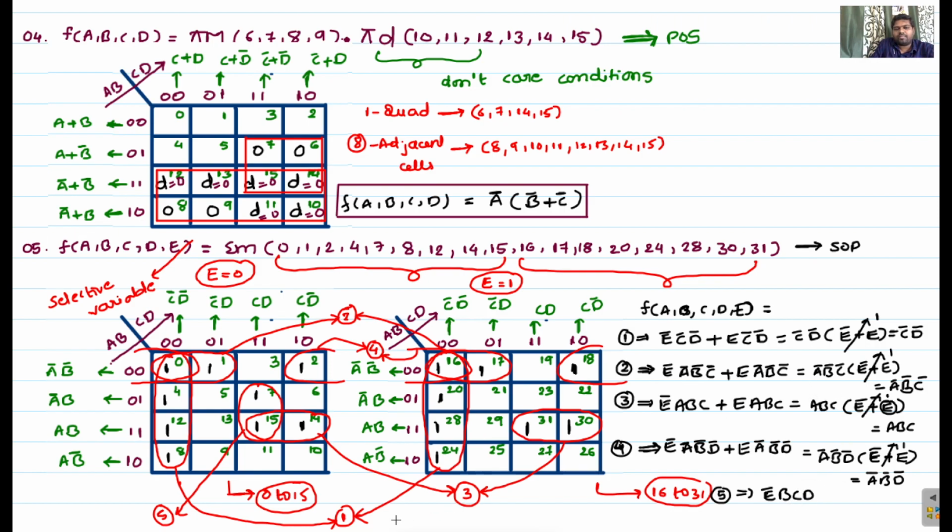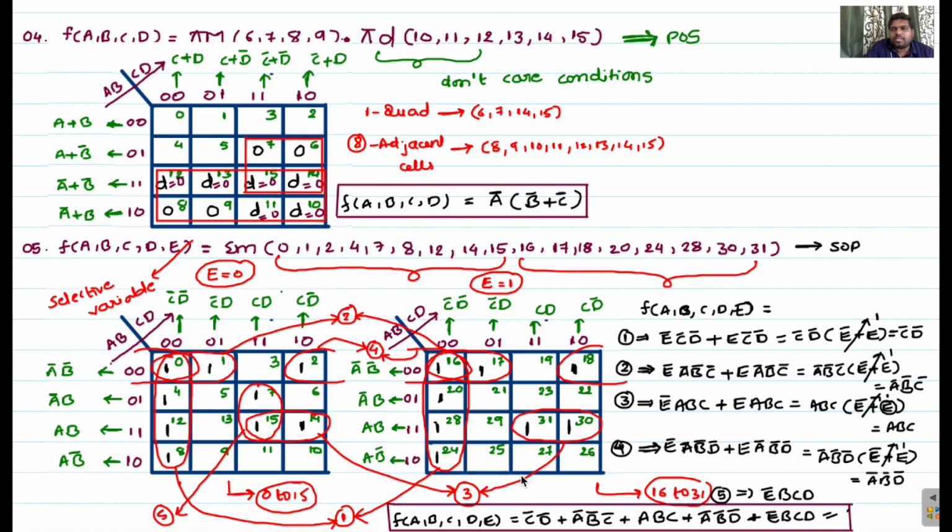So finally f of A, B, C, D, E equals, the first term is C bar D bar, right? The second term is A bar B bar C, the third one is A B C, the fourth one is A bar B bar D bar, and the fifth one is E bar B C D. This is your expression, right? This is a 5 variable K-map problem.